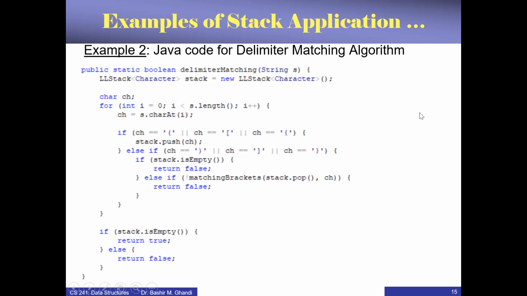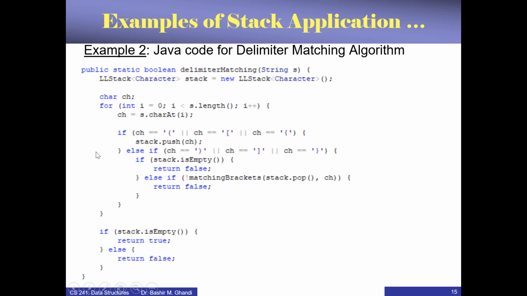Let us see the implementation of it as Java code. It's much easier actually than the algorithm. So this is the method. We're going to see this in the lab as an example. Delimiter matching. It receives a string S and it creates a stack of characters. We have a variable ch, and then we are using a for loop, not necessarily a while loop, just to go through all the characters in S. So for i from 0 to the length of S, get the character at i and save it in ch.